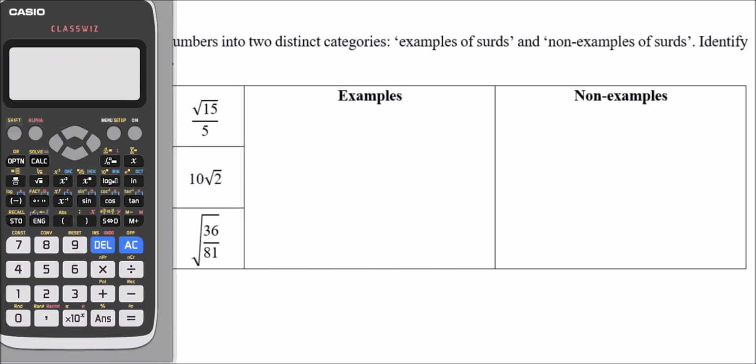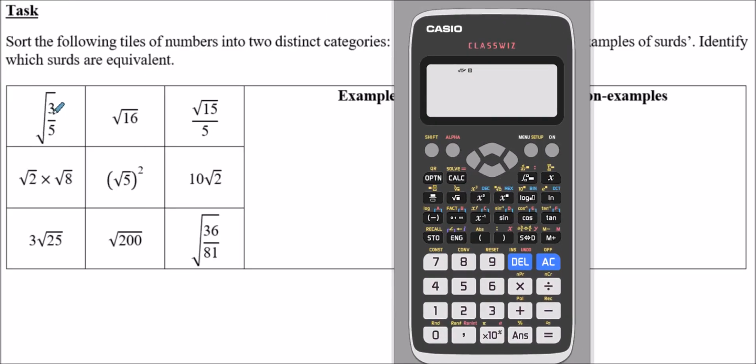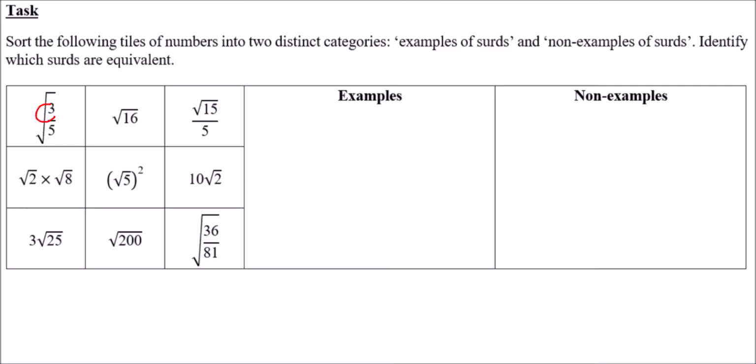So, looking at this one, root 3 over 5. If we did the square root of 3 over 5, we get root 15 over 5. And so the calculator's given us a surd answer. If we try and get this in a decimal, you can see it's got no obvious pattern. And so root 3 over 5, that's the same as root 15 over 5. And so these two here are going to be equivalent examples of surds. So we can write those in straight away.